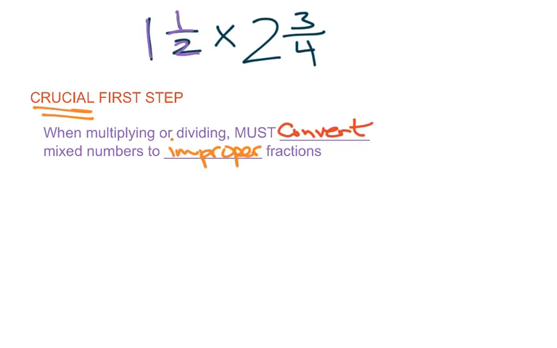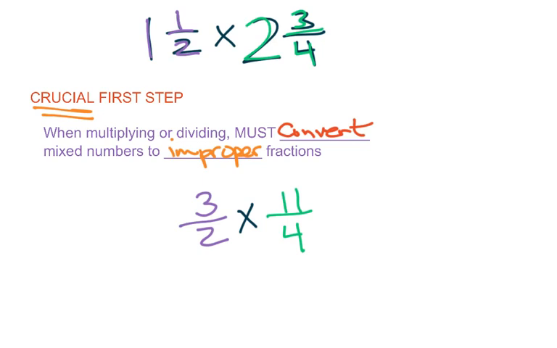So we'd say, okay, 2 times 1 is 2, plus the 1 is 3, 3 halves. Now I'm going to multiply that. Let's do our 2 3/4. So 2 times 4 is 8, plus 3 is 11, 11/4. So basically we take mixed number multiplication and we turn it just into fractional multiplication.